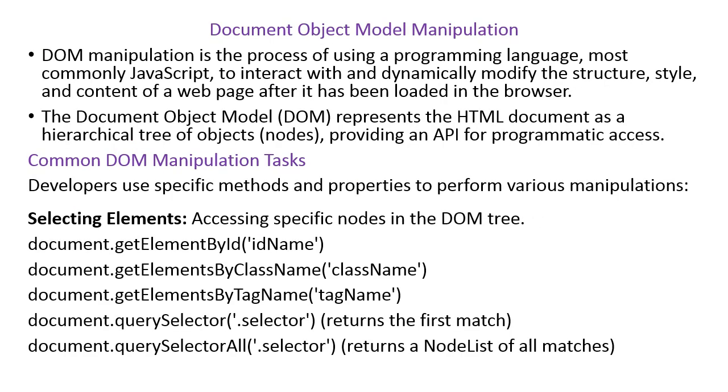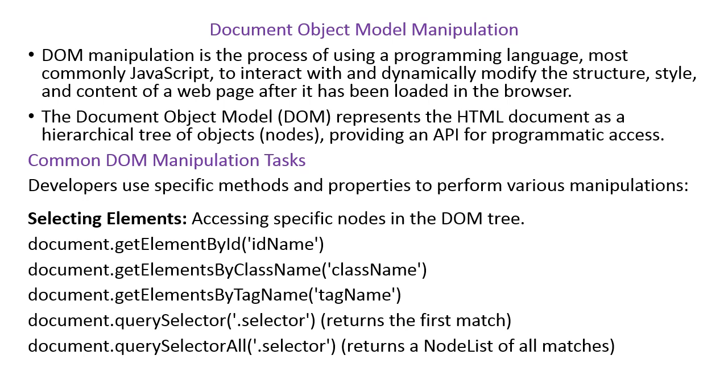Next one, Document Object Model. Document Object Model manipulation is the process of using a programming language, most commonly JavaScript, to interact with and dynamically modify the structure, style and content of a web page after it has been loaded in the browser. The Document Object Model represents the HTML document as a hierarchical tree of objects, providing an API for programmatic access.